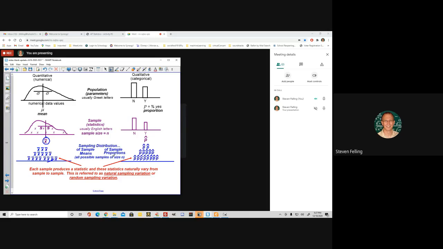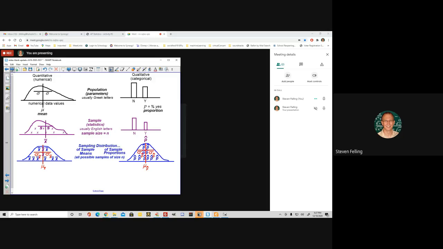Technically, the graph should include all possible samples you could take from the population. Because those have a shape, they have a mean and standard deviation. So this is called the mean of means and the standard deviation of means. And this is called the mean of the proportions and the standard deviation of the proportions. So those are the symbols.